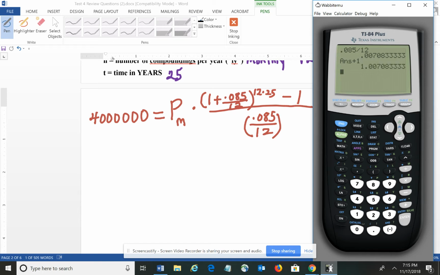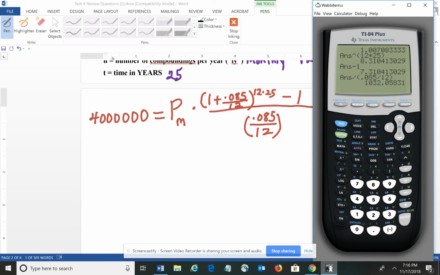And then we need to raise that answer to the 12 times 25 power. Make sure to put that in parentheses. Get the answer. Subtract 1. Get the answer. And then we have to divide that by the expression in the denominator. We're going to put parentheses around it, 0.085 divide 12, and that equals.